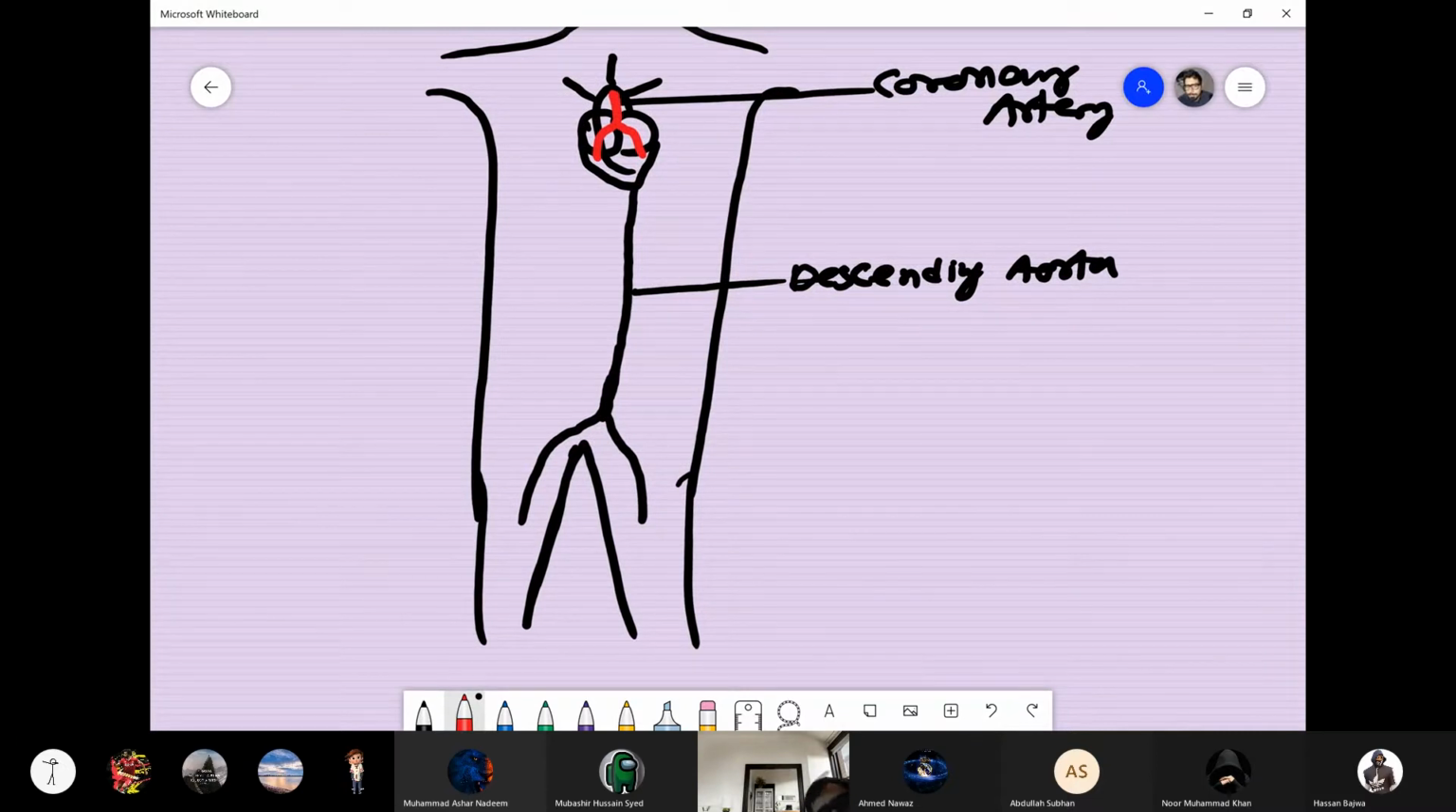Now, what do the doctors do in angiography? The doctor will make a cut over here. After making a cut over here, this cut will not only be in the skin. This cut will also be in the femoral or iliac artery. This is called the iliac artery.